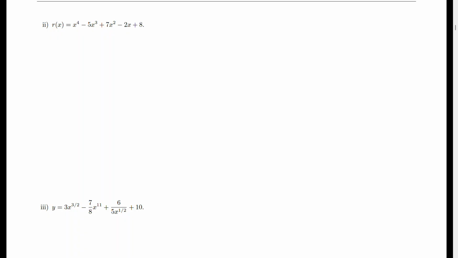So hopefully you had a chance to pause the video for a moment, and we're going to look at r of x next. It's given us x to the power of 4 minus 5x cubed plus 7x squared minus 2x plus 8. So according to the derivative rules, r prime of x, which sometimes we also write as dr over dx instead. Again, both of those notations represent the derivative.